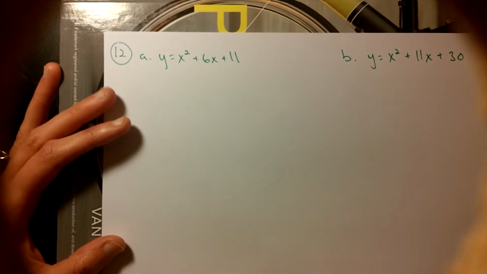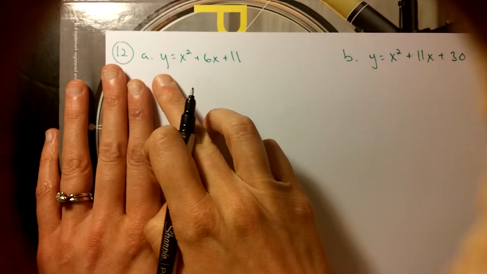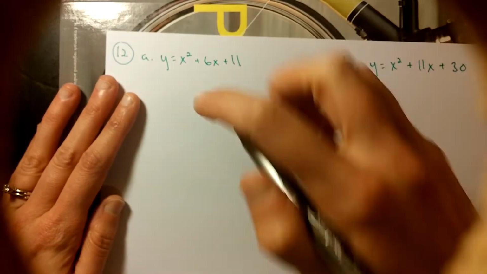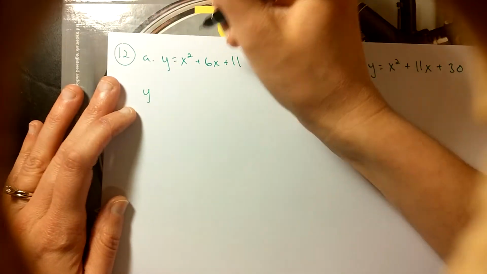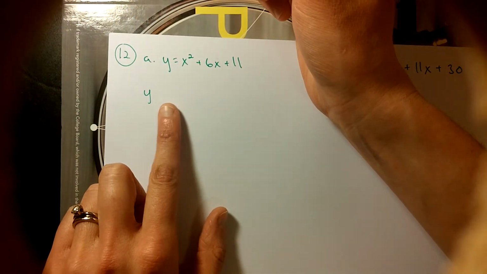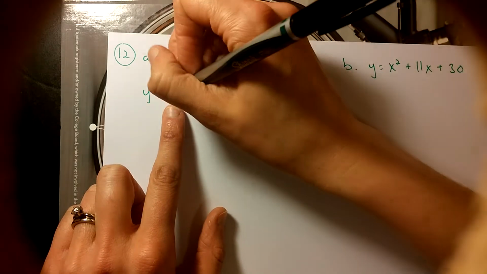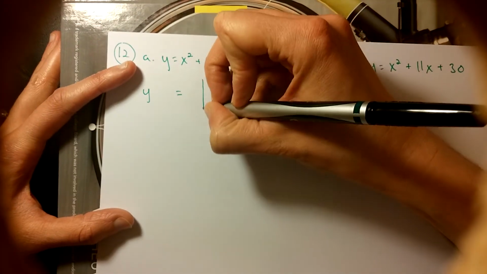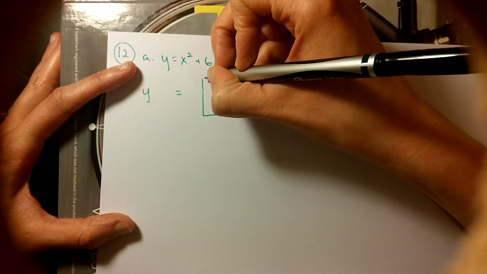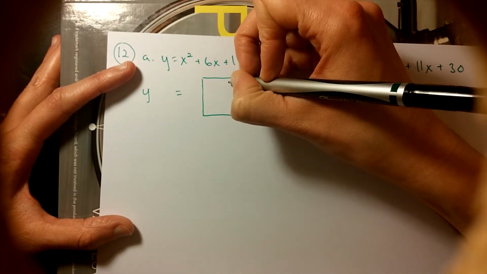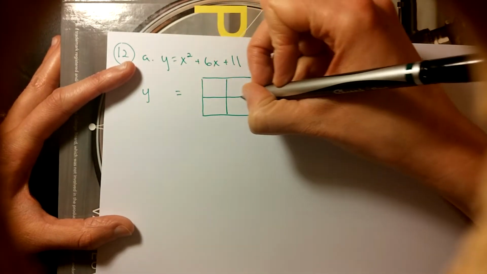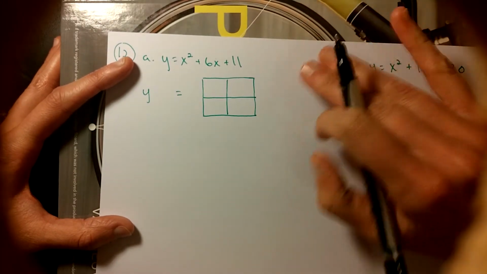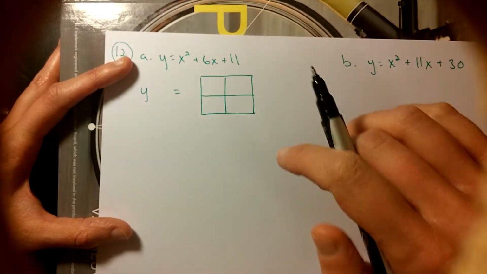So the way that I start this is I'm going to just rewrite this. The y I'm going to write, and then I'm going to leave a little space after it because I know I'm probably going to have to add or subtract something to it. And then I'll put my equal sign, and then I'm going to make a generic square since I'm doing completing the square. And this is different from factoring, so I'm not going to use a diamond. It's just my generic square.